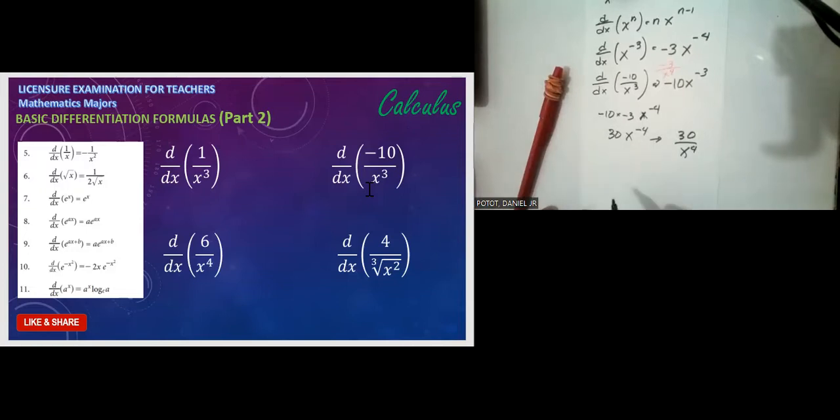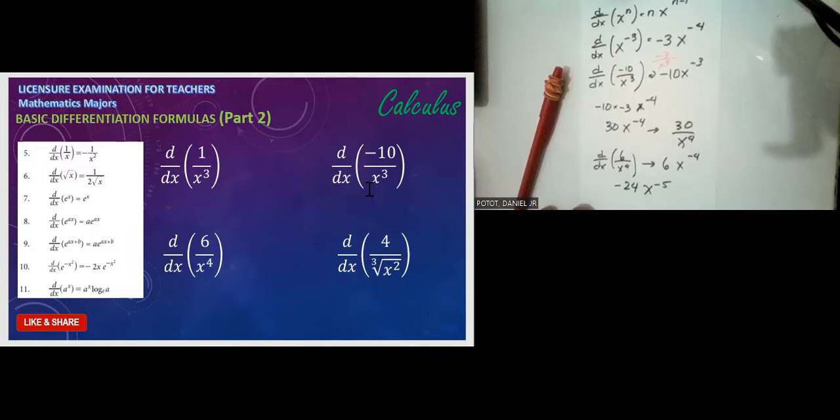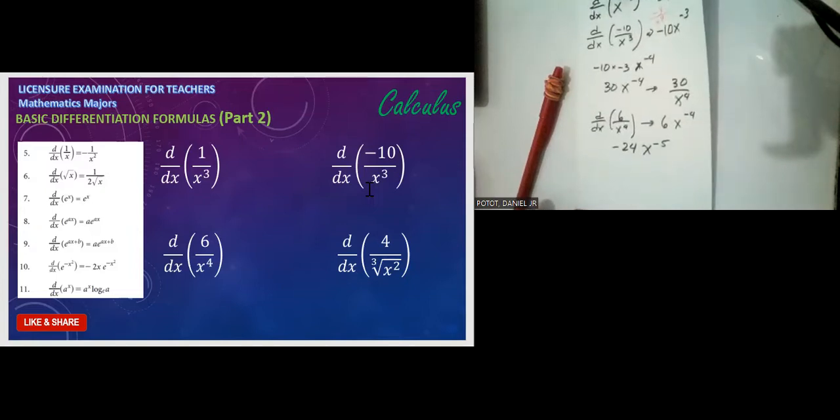Now, again, it's all the same. So now it's the derivative of 6 all over x to the 4th. Again, what you need to do is rewrite this one as 6x raised to the power of -4, and then you apply the same formula that we have just used. So this is going to be 6 times -4 is -24, x raised to -4 minus 1 is -5. All right, and let's proceed to the last question.